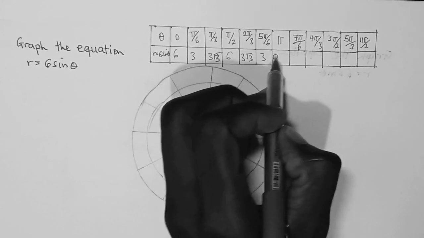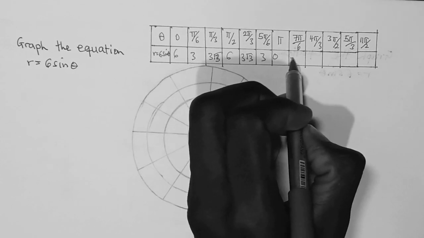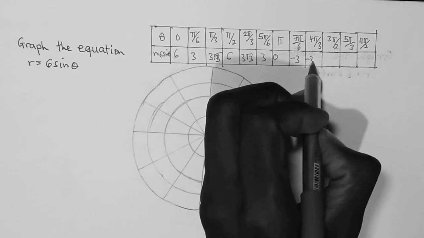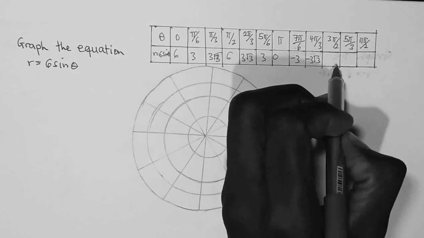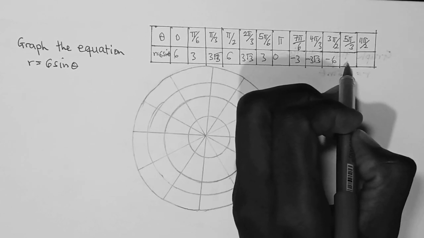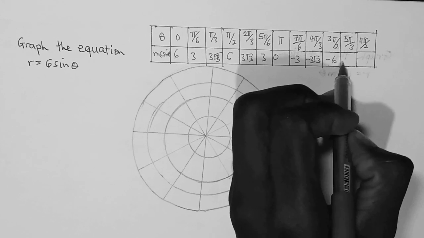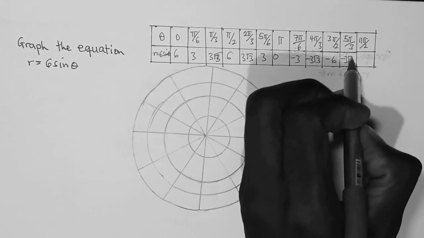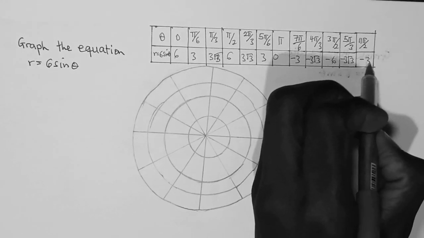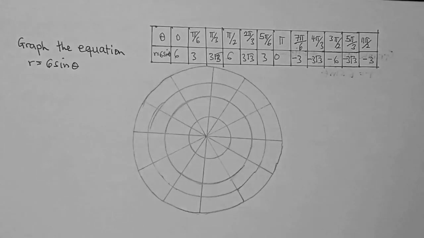Then pi is 0. Then here is minus 3. Here is minus 3 root 3. Here is minus 6. Then here is minus 3 root 3. Minus 3. And then we'll go back to 2 pi, and 2 pi is the same as 0.